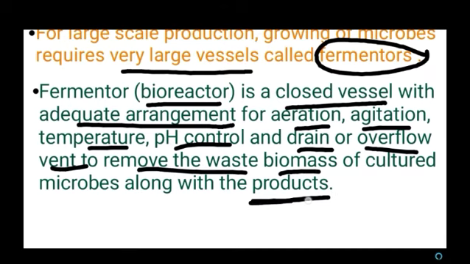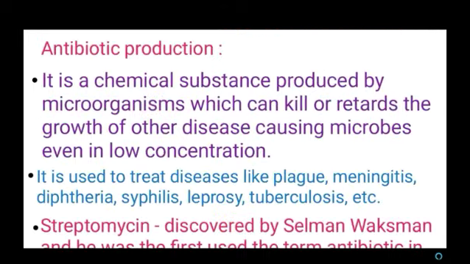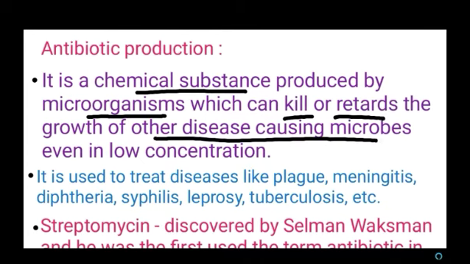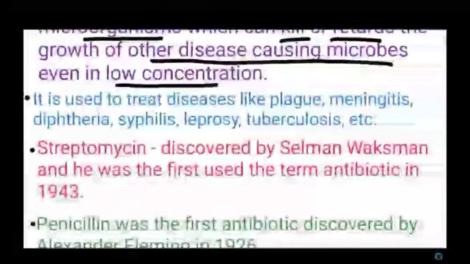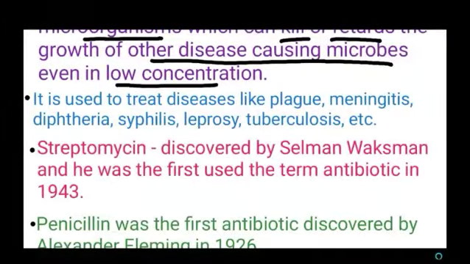Next we are going to see about antibiotic production. What is an antibiotic? It is nothing but a chemical substance produced by microorganisms, which can kill or retard the growth of other disease causing microbes, that is pathogens, even when present in low concentration. Antibiotics are mostly used to treat diseases like plague, meningitis, diphtheria, syphilis, leprosy, tuberculosis, etc.